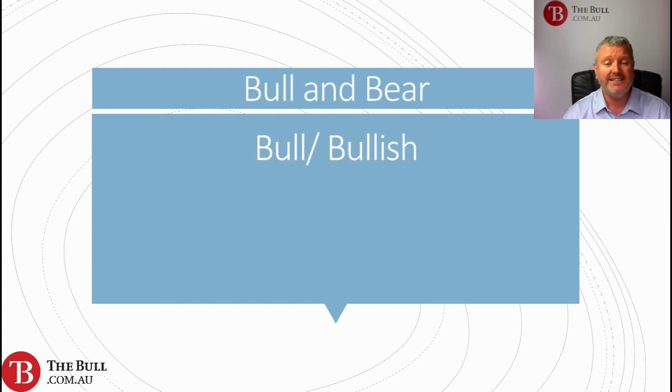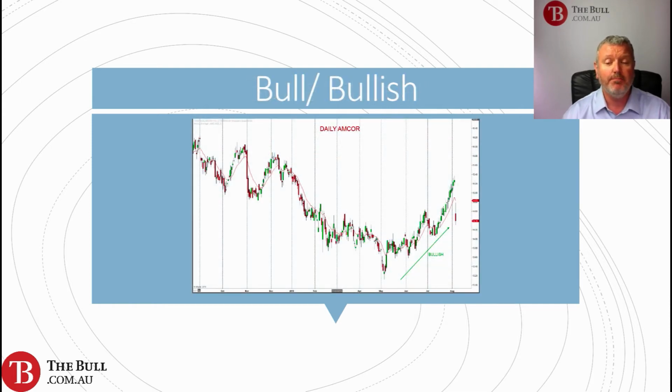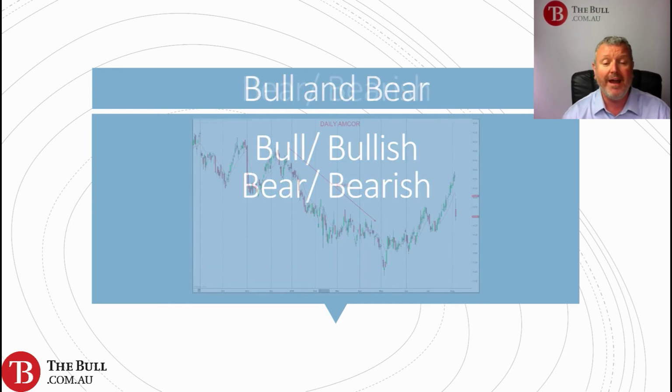Okay, let's look at the next set of terms: bull or bullish, and bear and bearish. So bullish is expecting the market to go up in price. Here we see the rally in Amcor from May. This is looking at 2018, and that is a bullish move. For the market to be bullish, it means the market is going up. And if we are bullish or we are bulls, it means that we're looking to profit from the market going up in price.